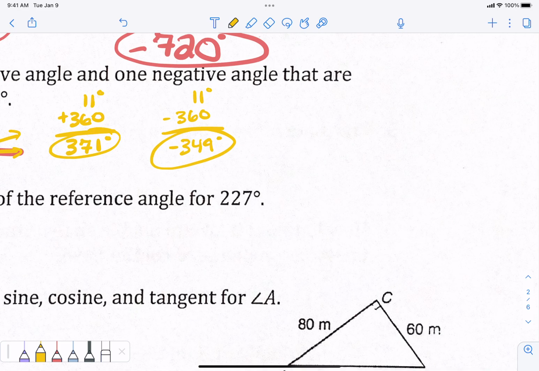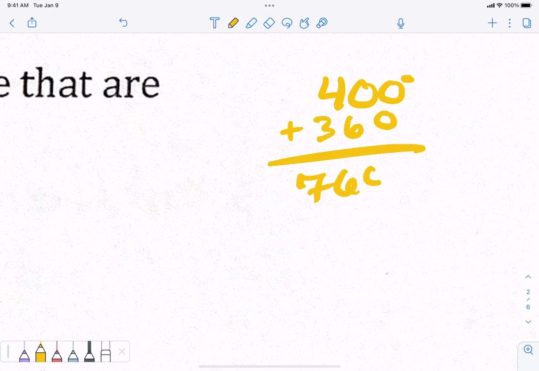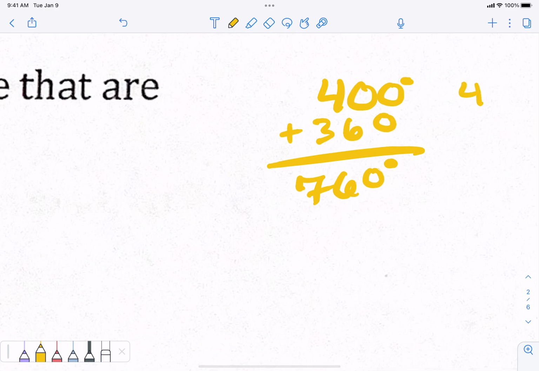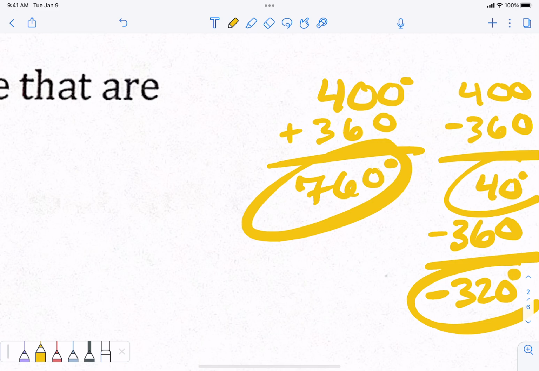No, it's not. So let's say I have 400 degrees. If I add 360, that's 760 degrees. But if I take 400 and subtract 360, that's 40 degrees. I have 2 positives, I don't have a negative yet. So I have to take that 40 and subtract 360 again to make negative 320. Sometimes you might have to subtract twice. And if that's the case, you could use 40 as your positive one and negative 320 as your negative one, rather than using 760 as your positive. Does that make sense?